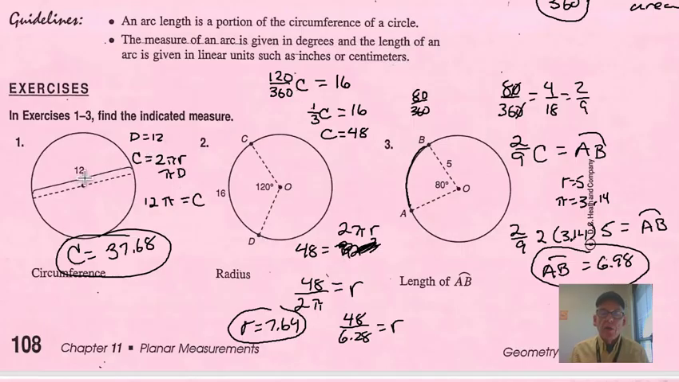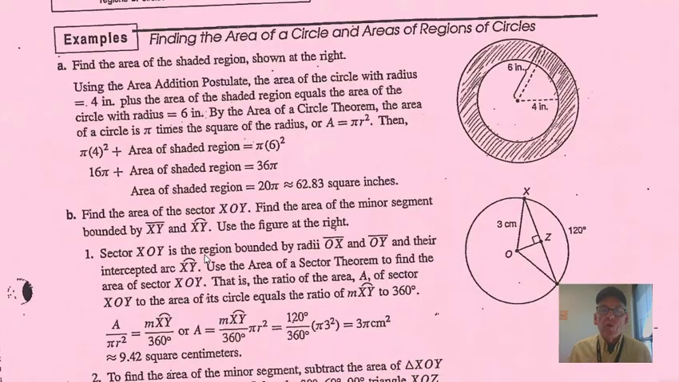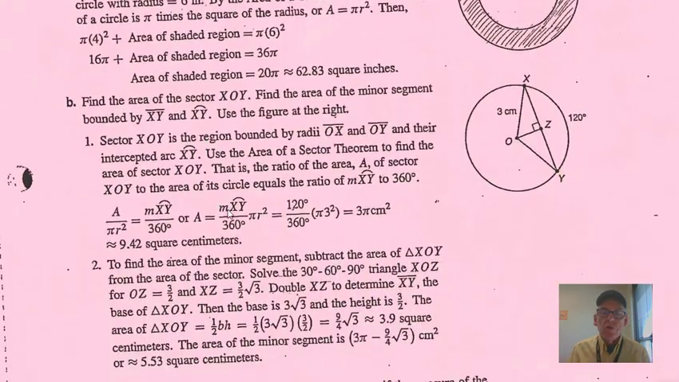And then over here, we had to figure that half the diameter was the radius, and 2 times the radius times pi, or pi times the diameter, came out to be 37.68. Okay, let's look at the next page. So we will find the area of a circle and regions of circles.